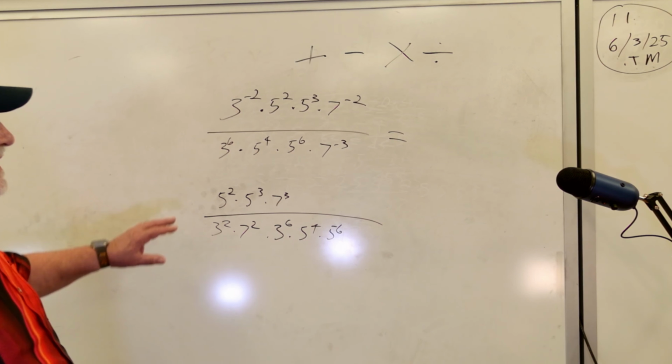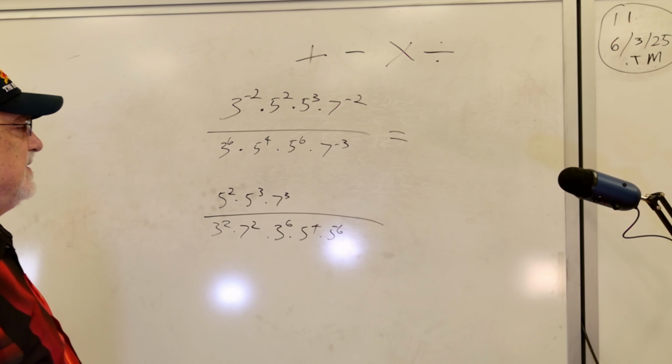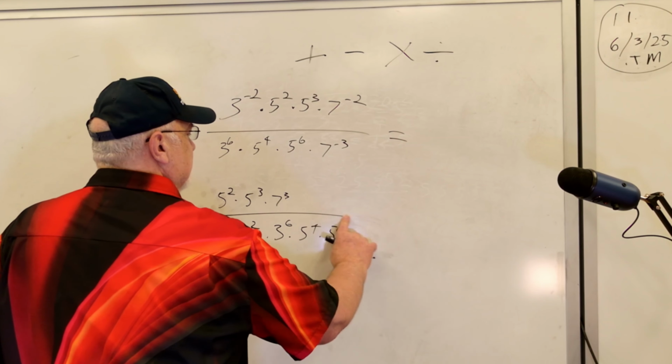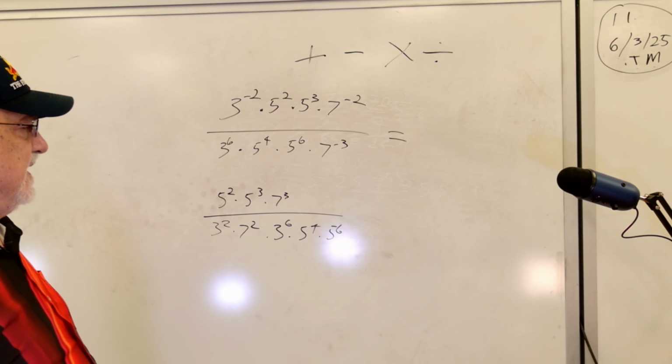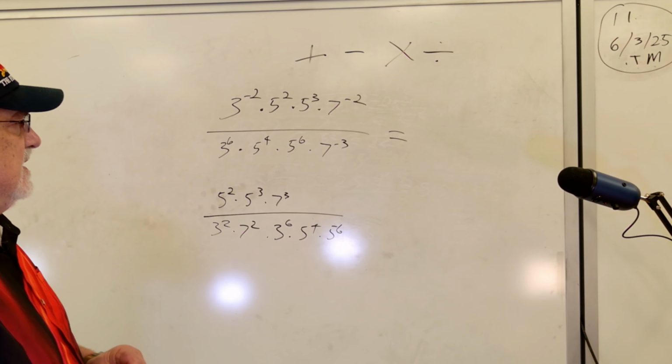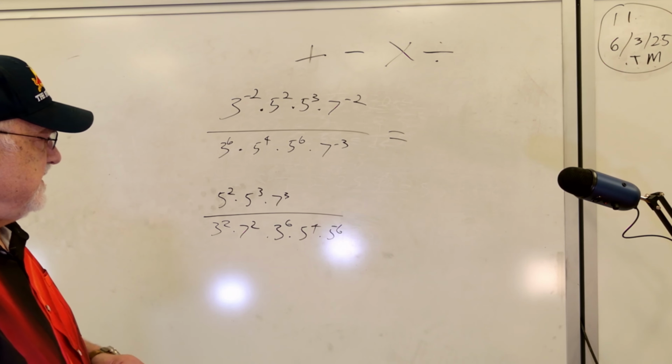So when you have negative exponents, it makes it jump to the other side of the bar that you're using to signify that it's division. And that is some information, some interesting facts.